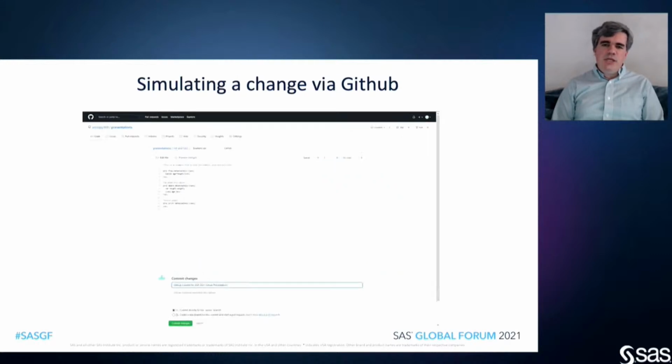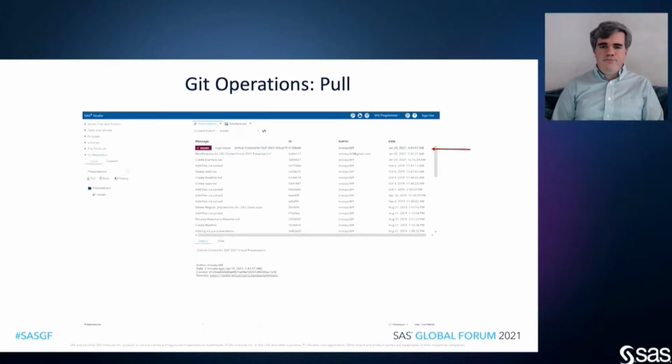Next, let's make a change so we can simulate what happens when one of our colleagues makes a change on their end. We'll just make a minor change on GitHub, and then we'll put in a nice, useful commit message. This will make its way back to us locally when we perform a pull.